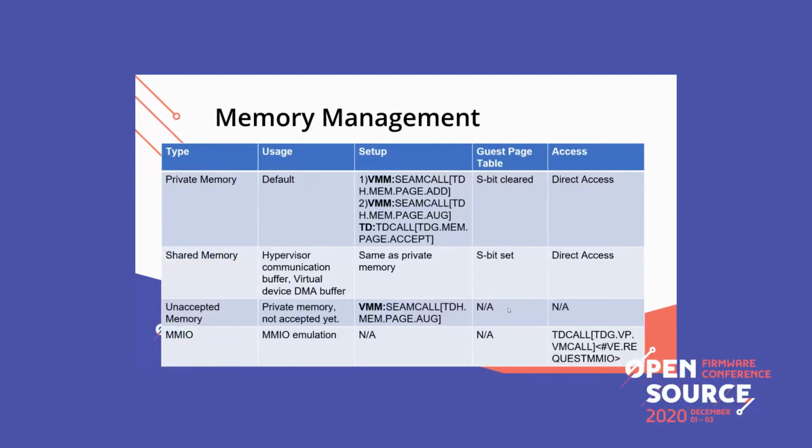The last type is MMIO emulated by the VMM. The MMIO cannot be accessed by the TD directly like the physical memory. The TD must use a TDCALL VMCALL request MMIO to access the emulated MMIO. If the TD accesses MMIO directly, then the #VE will be triggered. Then the #VE handler may use VMCALL to access MMIO and return the result.